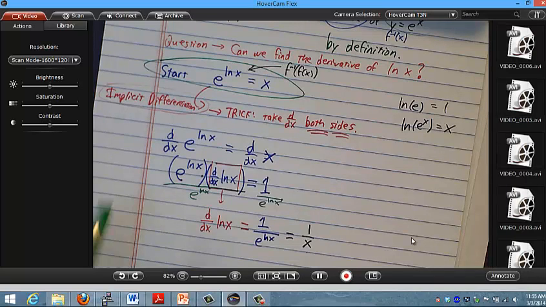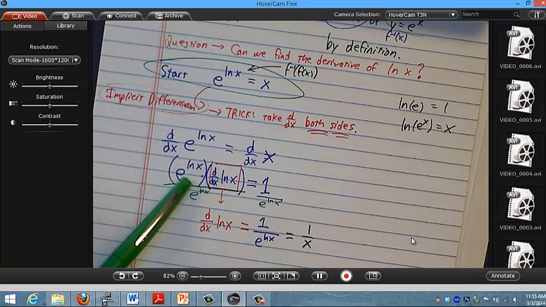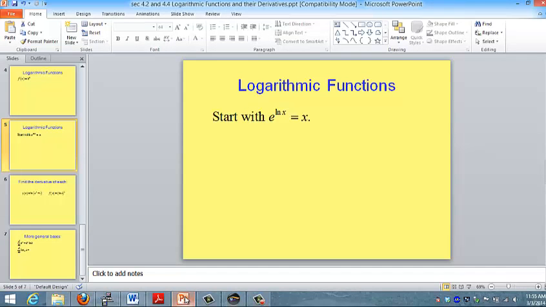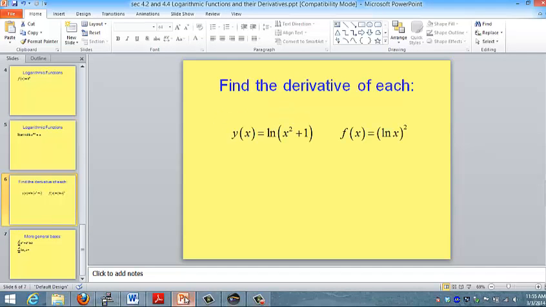This is much quicker than trying to use f of x plus h minus f of x over h. But regardless, we got the formula we need. We need that the derivative is 1 over x. And if I have that, I can do some practice problems with you now. So the derivative of the natural log of x is equal to 1 over x.